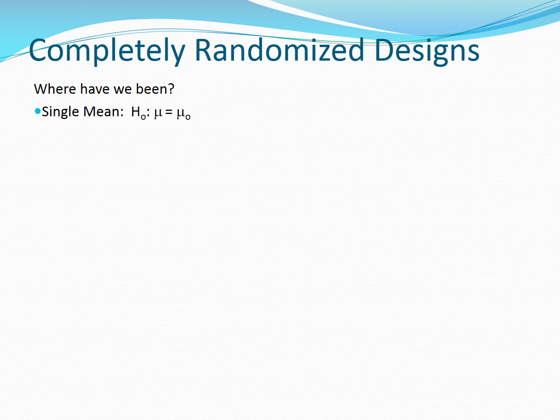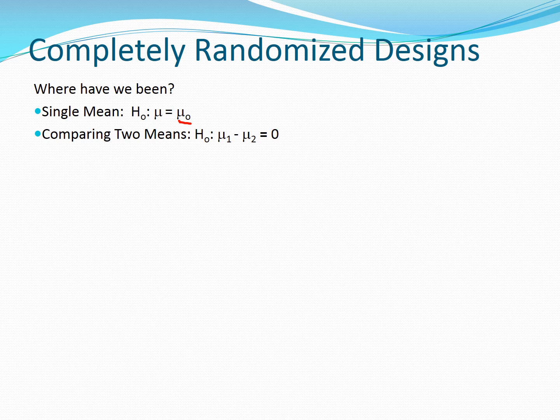All right, our next step is to talk about the one-way analysis of variance or the completely randomized design. And in order to do it, let's think about where we have been. Let's think about what we've done so far. We've worked with a single population mean, and the null hypothesis was that the population mean is equal to some hypothesized value, and we were always specifying what that number was.